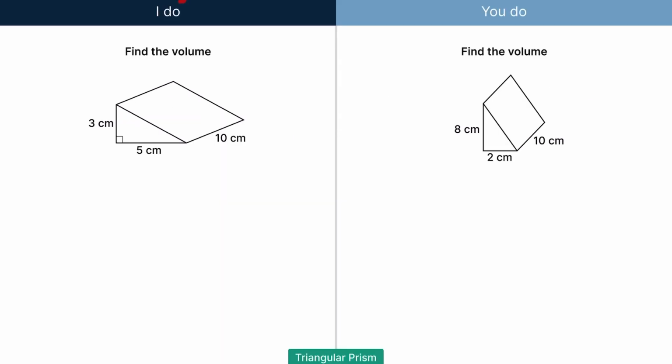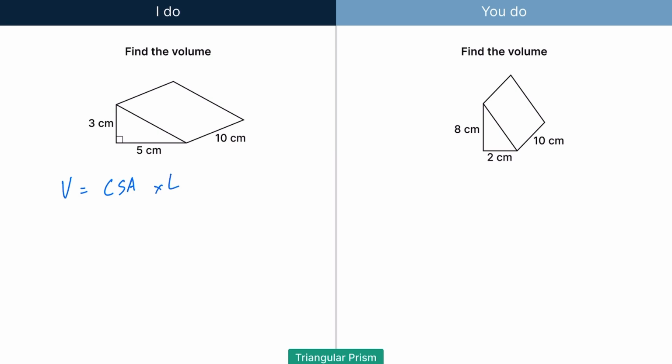So the way this will work, I'm going to do the example on the left, which is I do. You are then going to press pause and have a go at the example on the right, which is you do. So with the first example, we've been asked to find volume. Now to find volume, the formula is just the cross-section area times length.